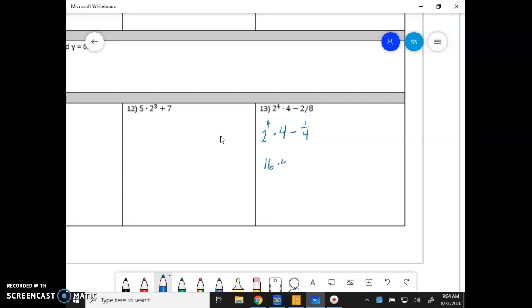And now we can do times 4 minus 1/4. All right, so now we got multiplication and subtraction. I need to multiply first. So 16 times 4 is 64 minus 1/4. Our final answer is 63.75, or 63 3/4. Either answer is correct. One's a decimal, one's a fraction.